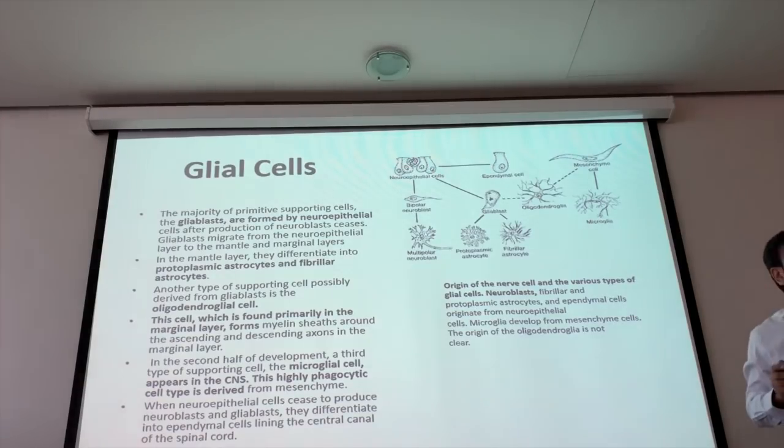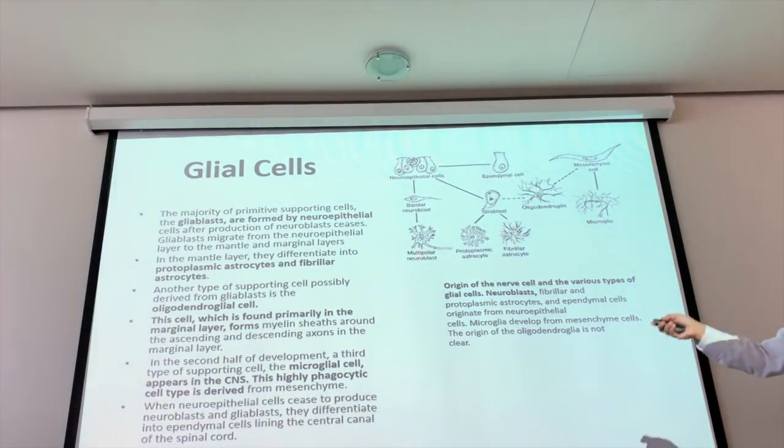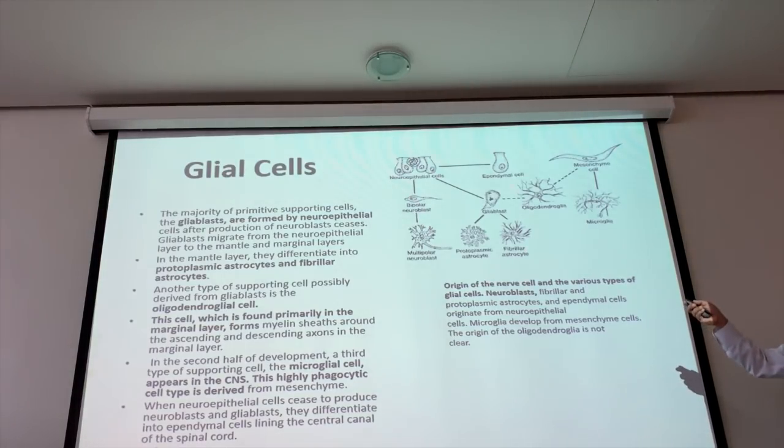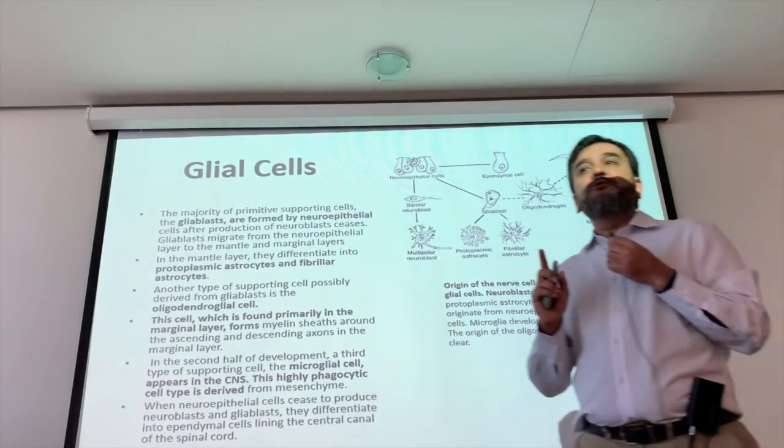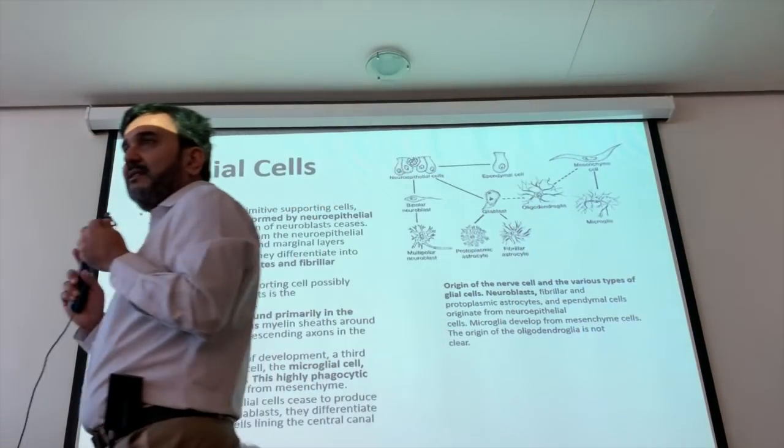So neuroepithelial cells are going to give rise to the neurons. They are going to give rise to all the glial cells. So they first transform into glioblasts, and glioblasts are going to give rise to oligodendroglia and astrocytes. After they differentiate into the glioblast and the neuroblast, the neuroepithelial cells are going to transform into the ependymal cells which are lining the ventricular cavity. But the microglia are the only cells which do not come out directly from the glioblast.